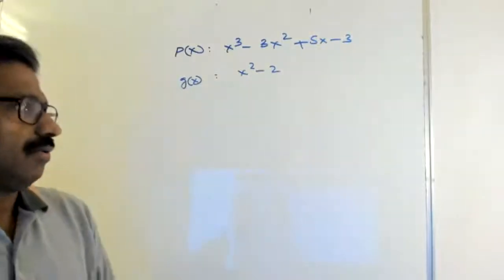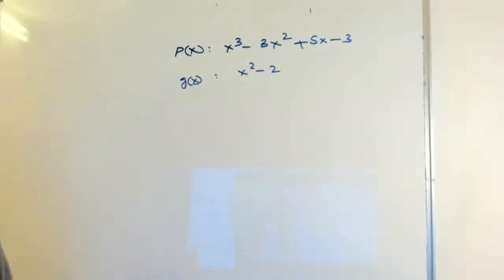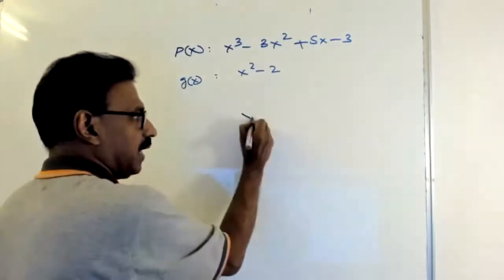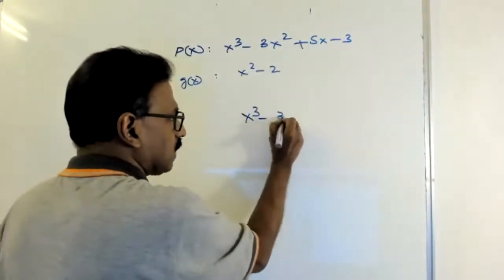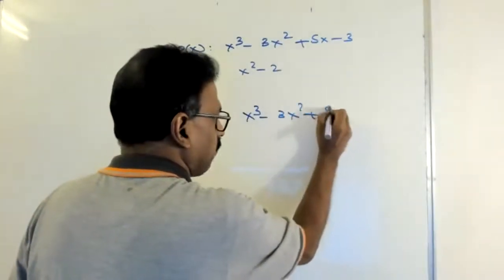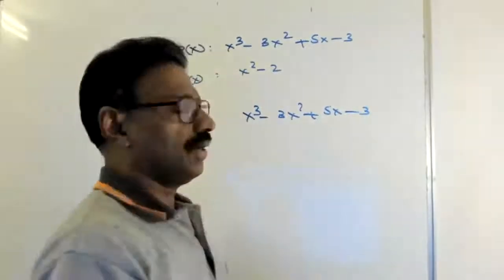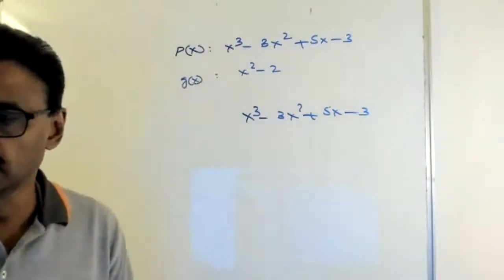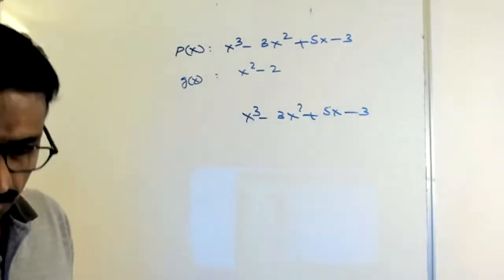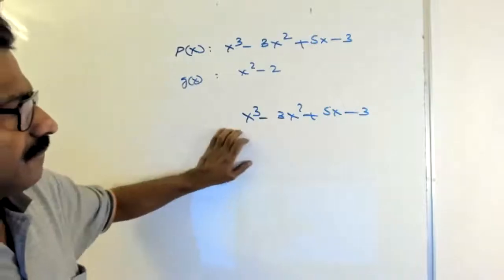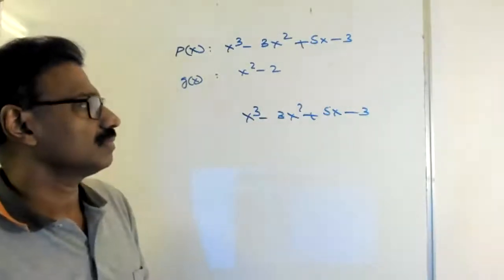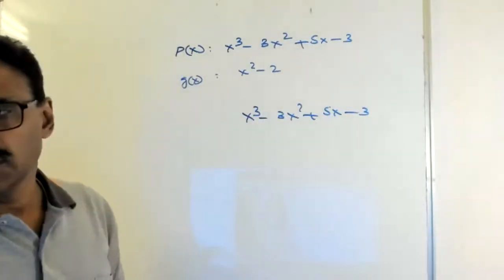Okay. Now look at here. It's a normal division. You already learned. I'll just explain the first question to you. Normal division. See, x cube minus 3x square plus 5x minus 3. Before dividing, check all the terms are there. What is the degree here? Three.